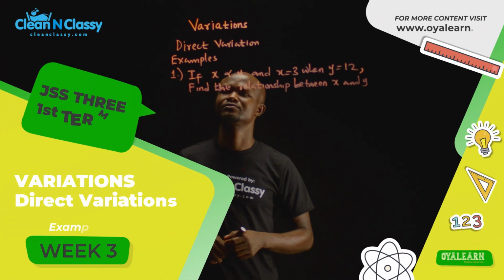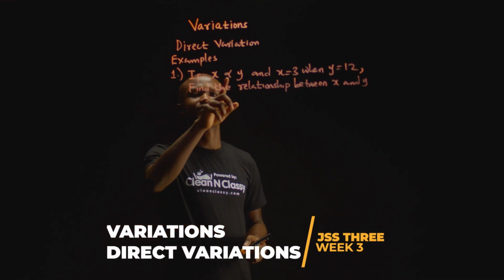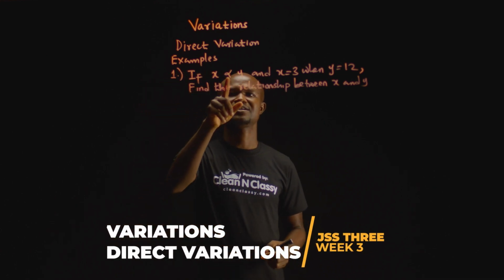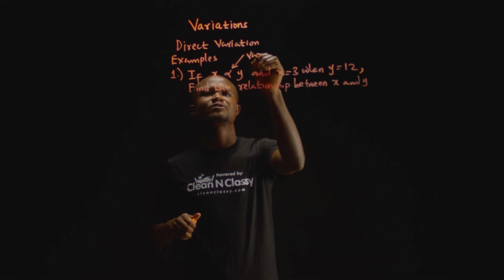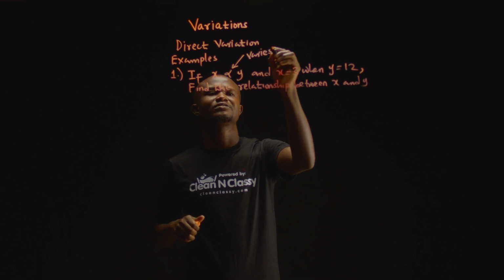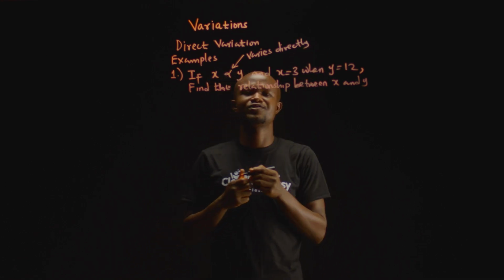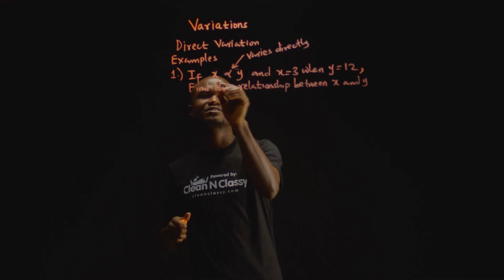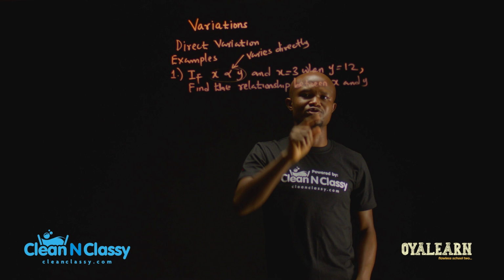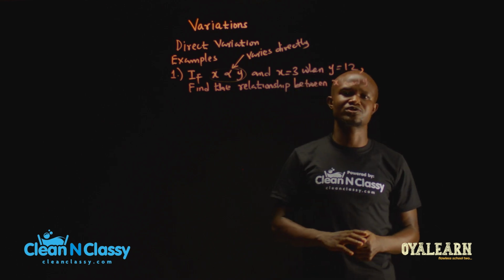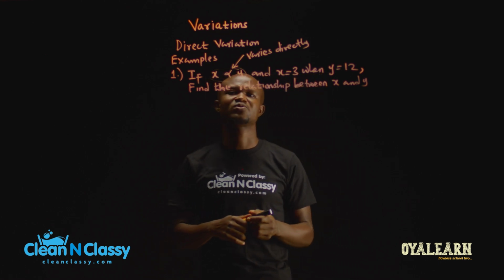Direct variation. Examples. If x varies directly as y, when you see this, it means varies directly. x varies directly as y, and x equals 3 when y equals 12. Find the relationship between x and y.